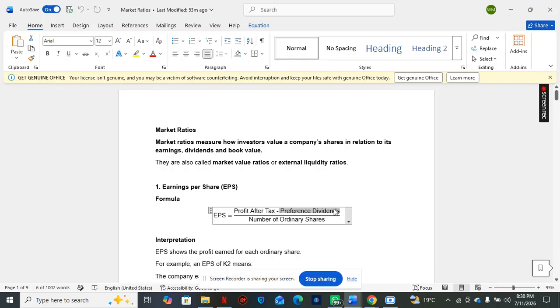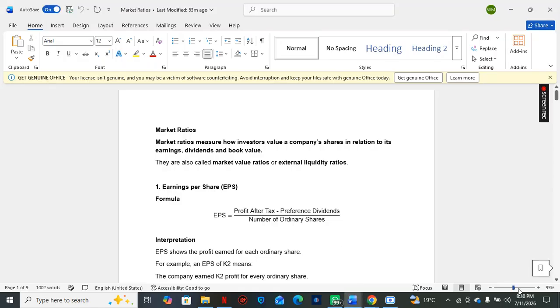Although in actuality, usually companies are not going to pay off all that profit to every shareholder because they need to keep some of it. But in a scenario where all that profit is distributed to each shareholder, how much should each shareholder get? So this is the formula here. Profit after tax minus the preference dividends.